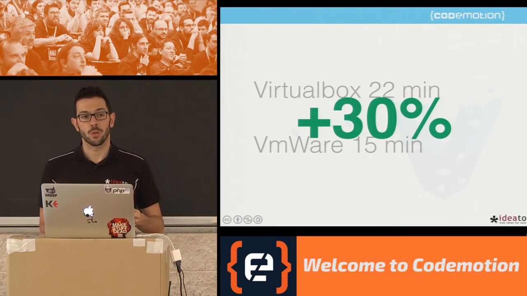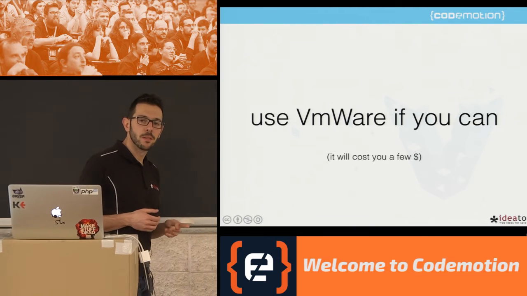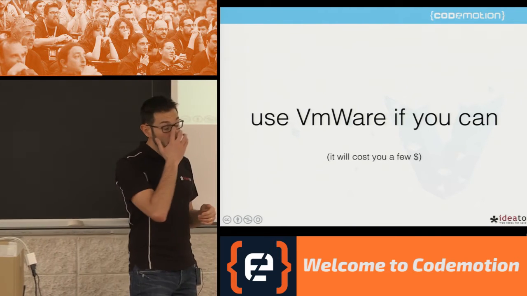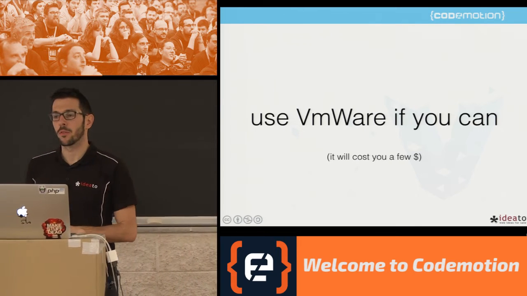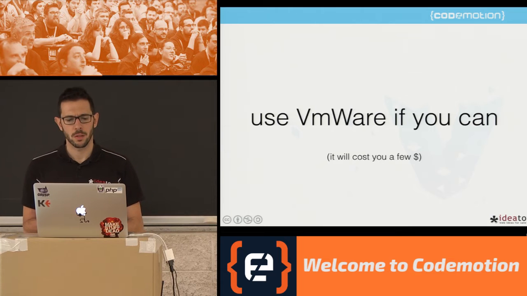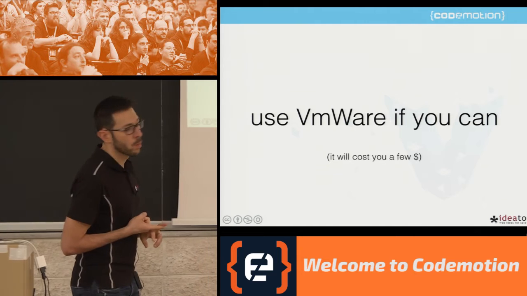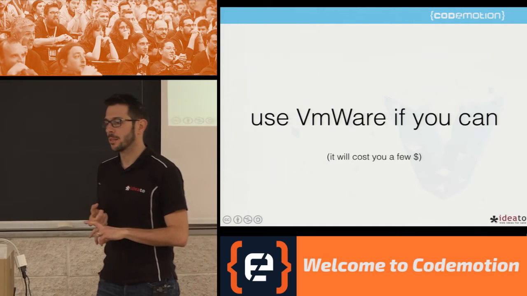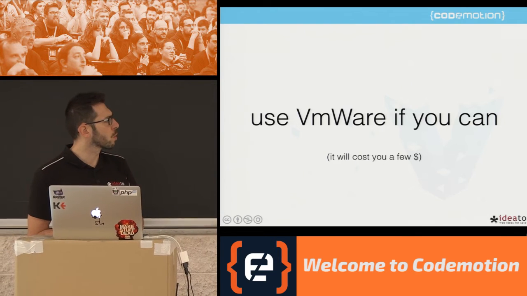So my suggestion is, use it if you can. It will cost you a few bucks because you need a plugin for Vagrant, which is $60, if I remember correctly, and again you need the license for VMware. But I think the price is not so high. You should really consider doing that.